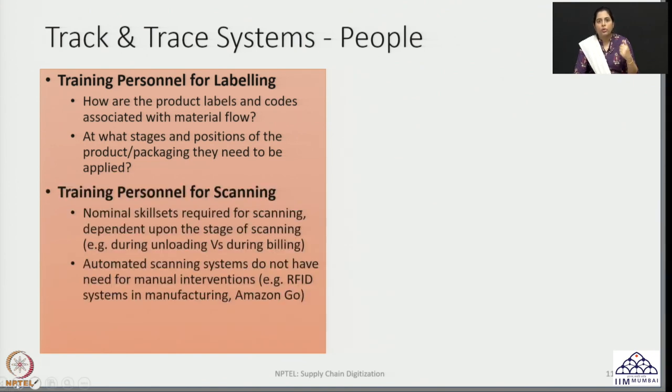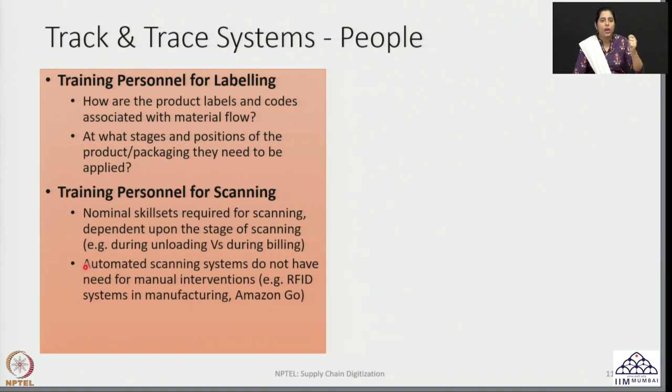Similarly, you need to train people for scanning. Typically, scanning barcodes and QR codes is not a very laborious activity, in the sense it is not going to be mentally taxing as well, because you have devices to do that, and that is one of the benefits. You don't need to manually read something and capture this information. So the amount of skill set training that is required here is usually quite nominal, but it may be again dependent upon the activity that you are carrying out.